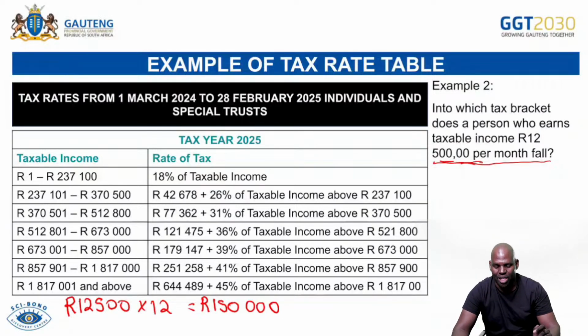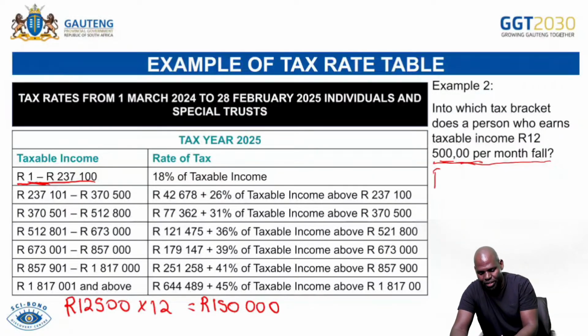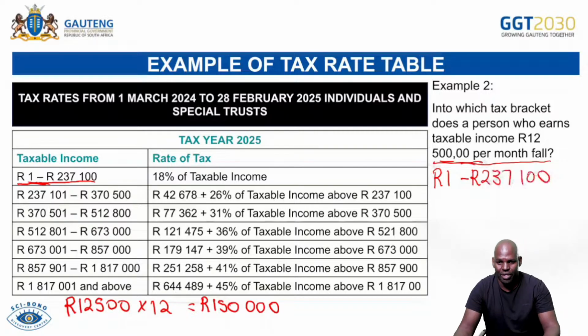Now if I check where 150,000 falls, I can confirm that it indeed falls in tax bracket number 1, because 150,000 is not more than 237,100. So that will be tax bracket number 1, or you can say the 1 rand to 237,100 bracket.